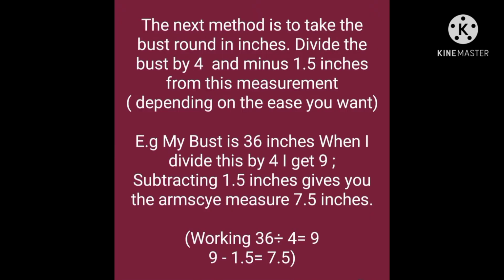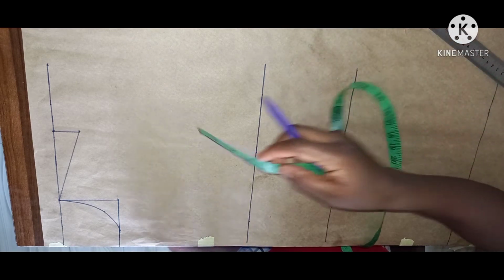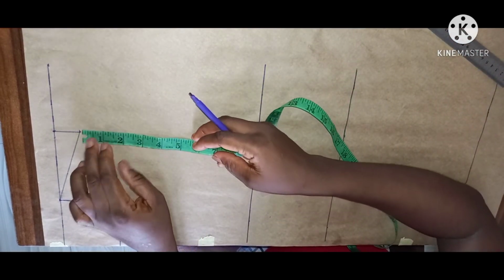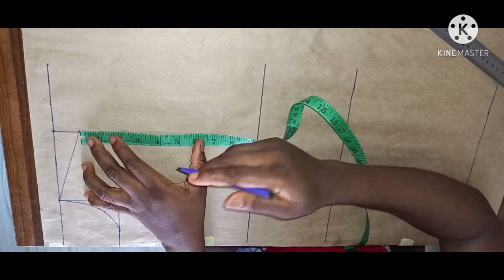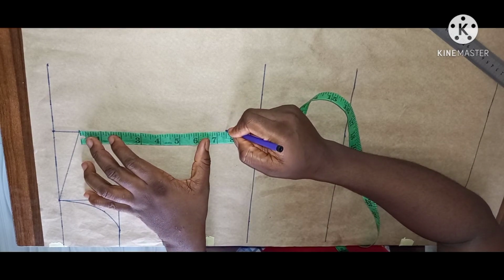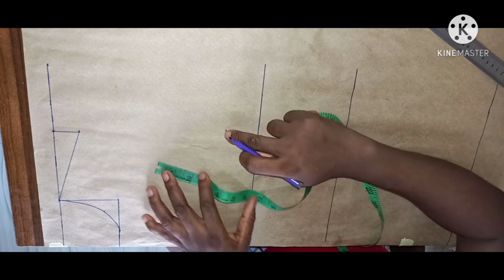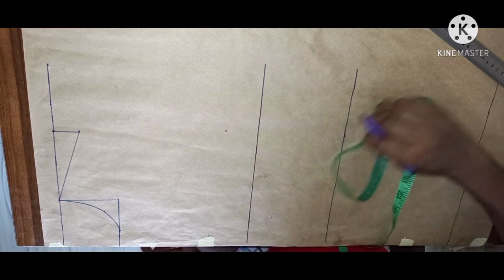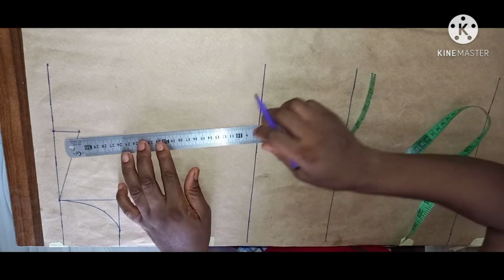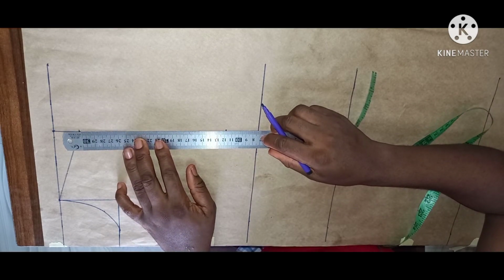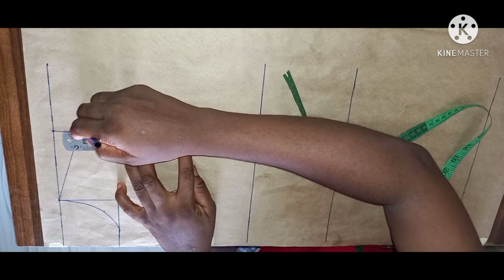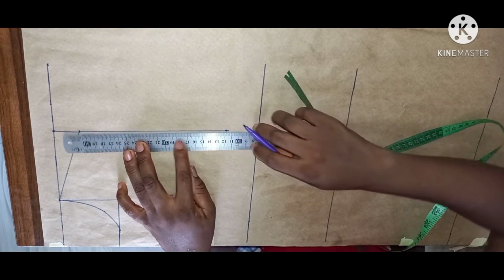The method I'll be using, I'll be dividing my bust by 4 and I will reduce it by 1.5. I'll minus whatever I get by 1.5. So let's do it, guys. My bust is 36, so I'll divide it by 4. I'll be getting 9. So when I minus 1.5 from it, I'll be having 7.5. So I've marked it there, okay? So the next thing I'll do now is I'll connect it from my shoulder slope to that my 1.75. So that is our armhole measurement, okay, guys?